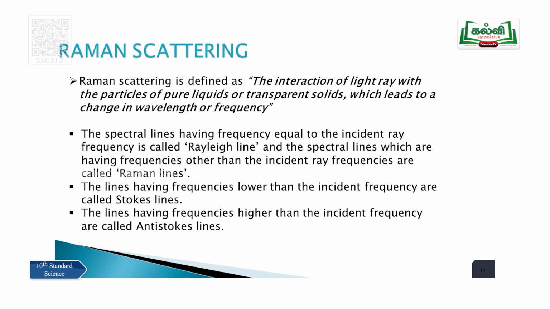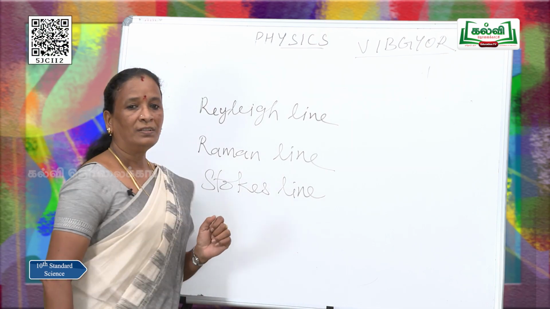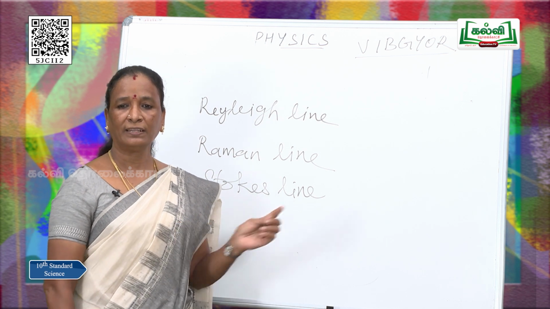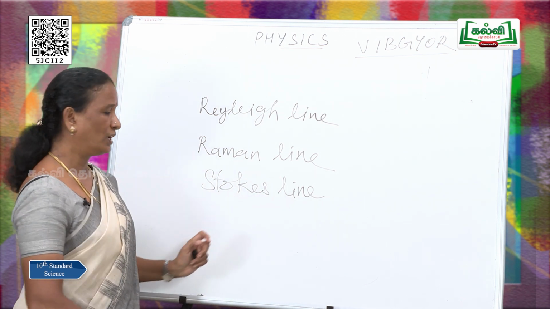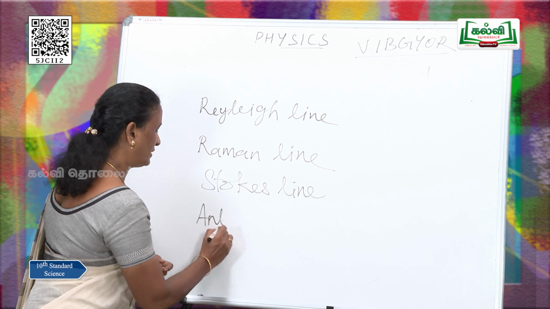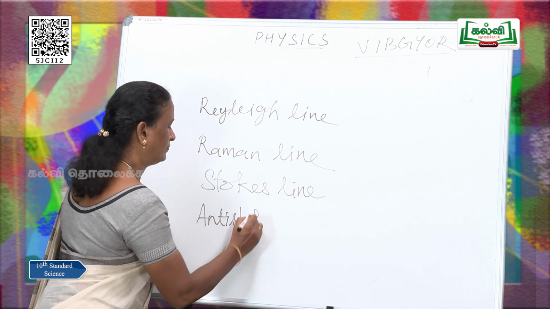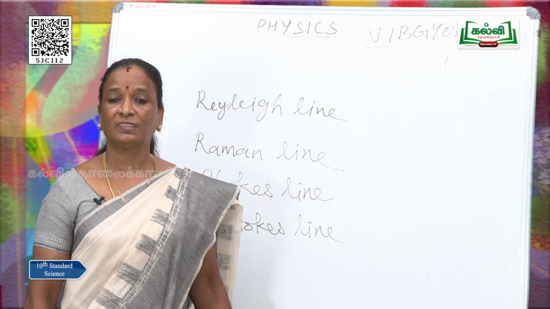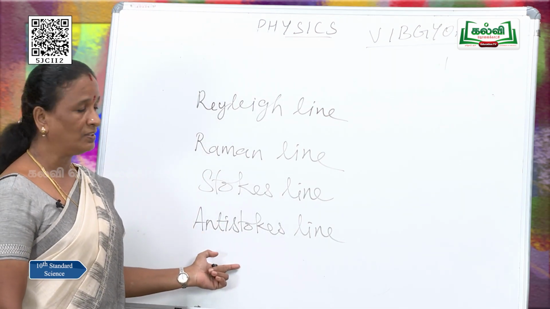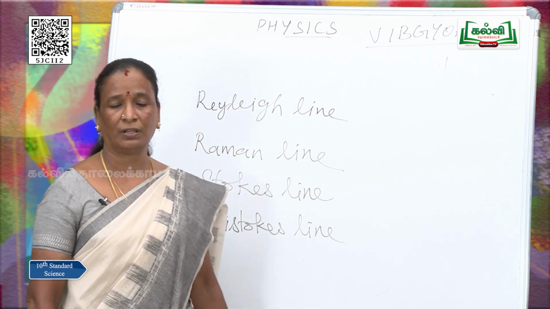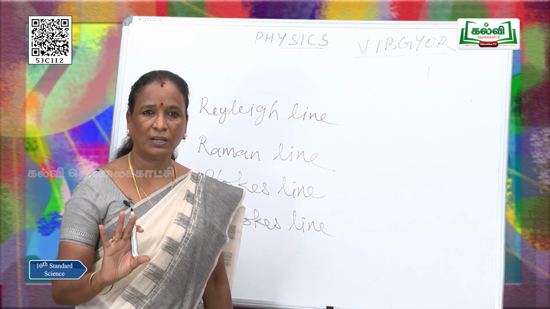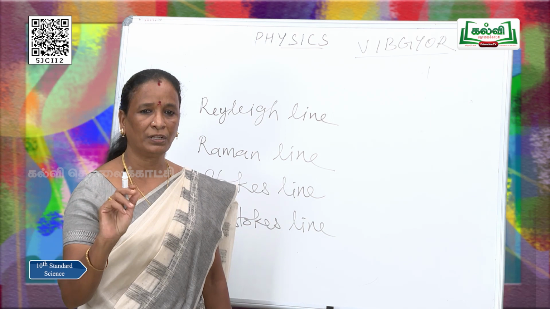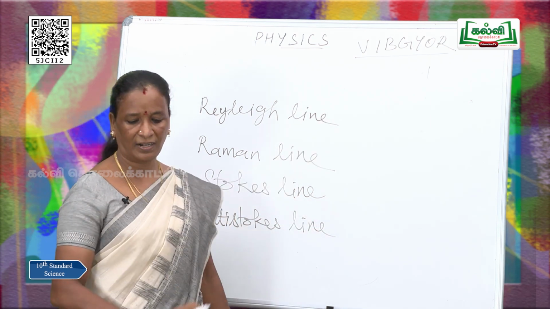The lines having frequencies lower than the incident ray frequency are called Stokes lines. That means the lines having frequencies lower than the incident frequency are called Stokes lines. Next one, anti-Stokes line. The lines having frequencies higher than the incident frequency are called anti-Stokes lines. So, when you think of Raman scattering, what should come to your mind immediately is these lines, these are called spectral lines.